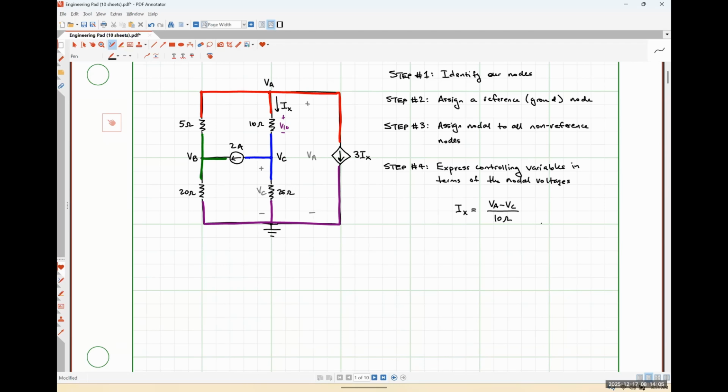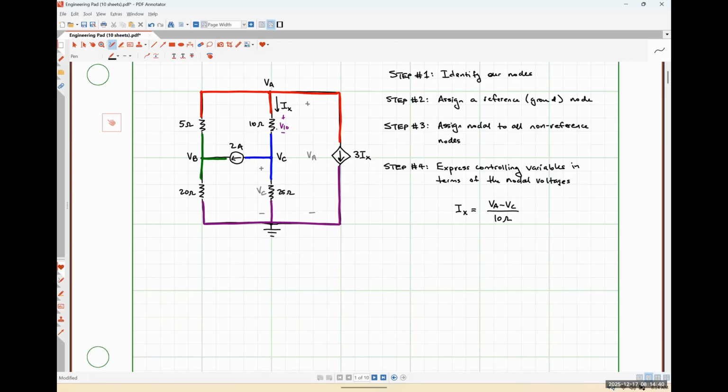Actually, let me pause here and see if anybody has any questions. Yes. You just said about the shorthand thing? Yeah. So this current is flowing down through the 10 ohm resistor, right? So what node is it starting from? What node is it flowing to? Okay, so that's why I have VA minus VC. And then I divide by the resistor value because it's just the voltage drop across the element divided by the resistor gives us current, because that's literally just Ohm's law. I is equal to V over R.